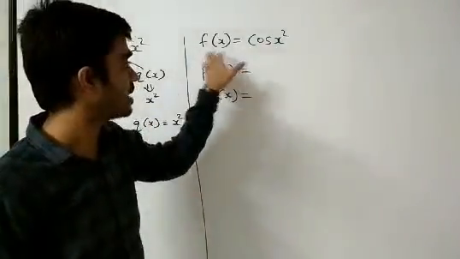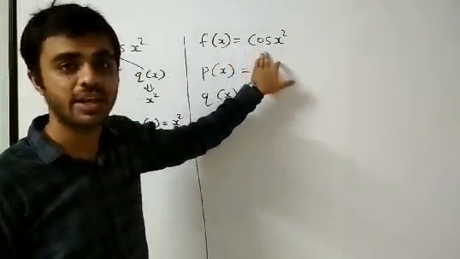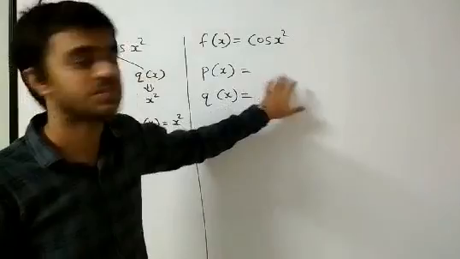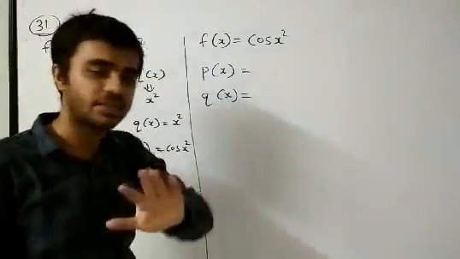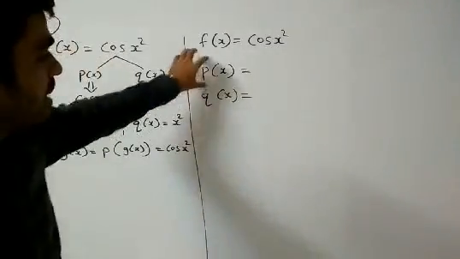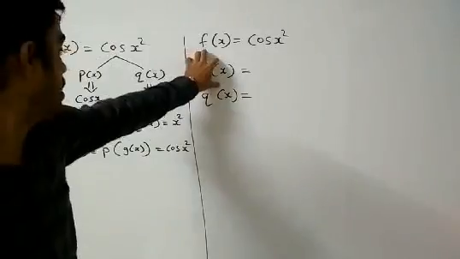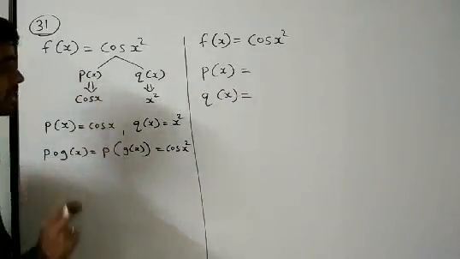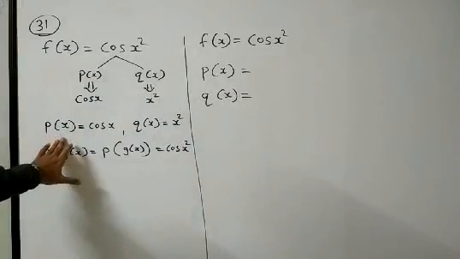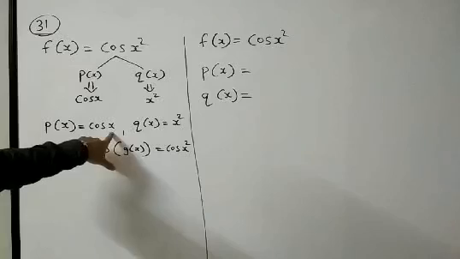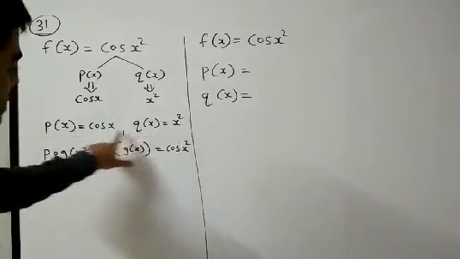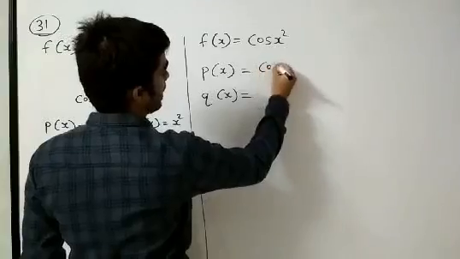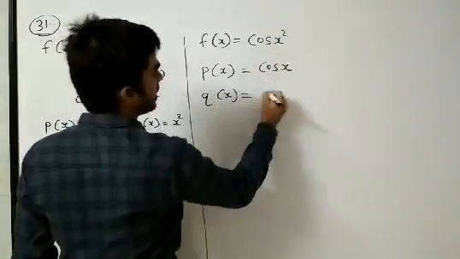What do we have to do? The function f of x equals cos x square, we have to divide it into two functions, right? We cannot take cos x and cos x, because that would not give cos x square. See, why can't we? We have to take a function p of x such that if we put p of g of x, we get the same function. Keep in mind, we have to take one function p of x such that instead of x, if we put the function g of x, then we get this function. So this you have to understand. So let us take p of x as cos x and q of x as x square.